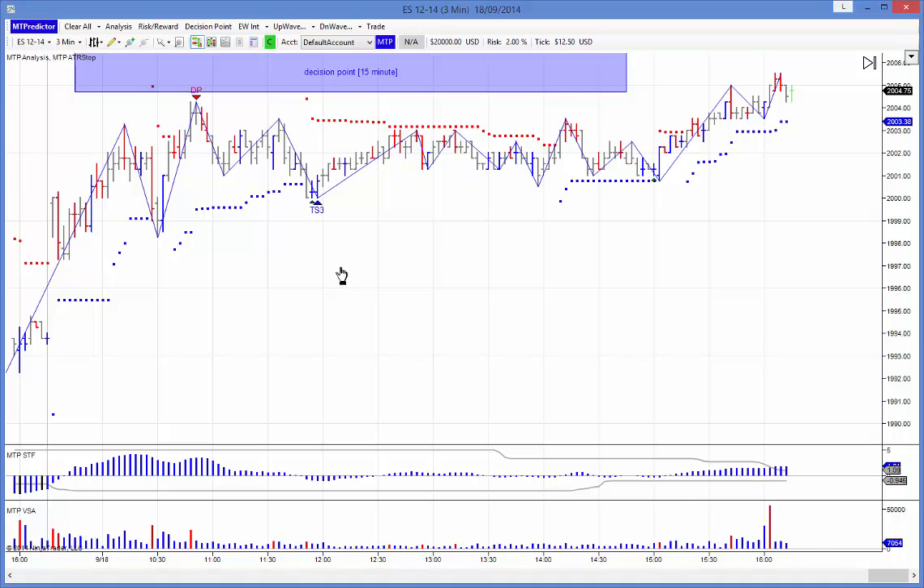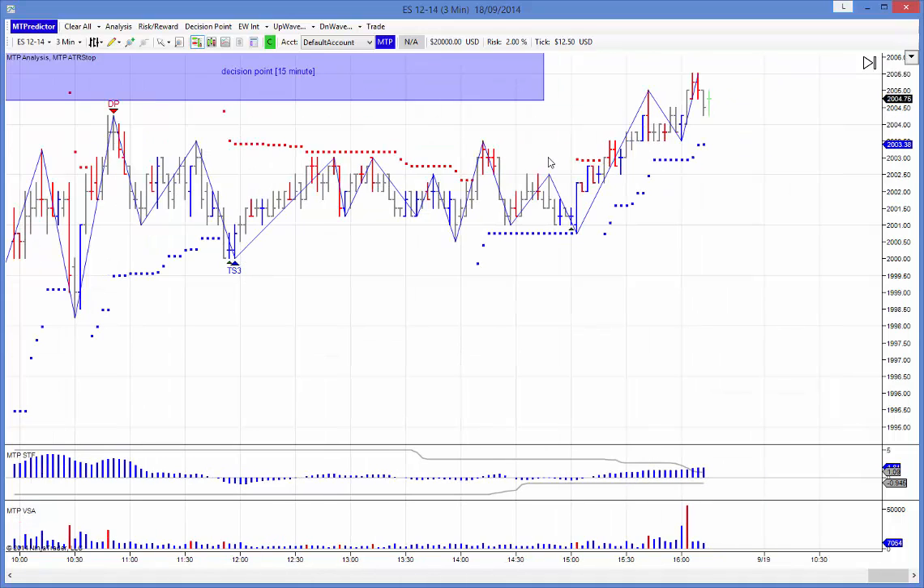So the ES had a very nice long setup on there as well. Clear setup, because it hadn't reached the 15-minute DP, and also the STF was blue. So overall, a good day for the USE minis yesterday.